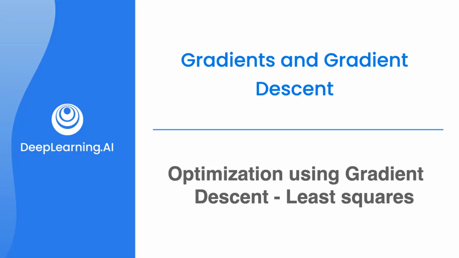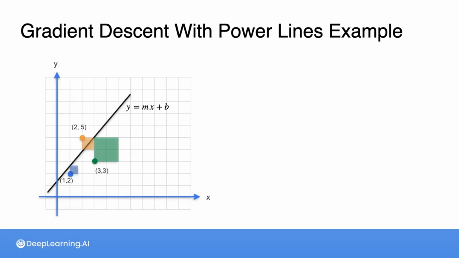You may remember from earlier this week that you solved a linear regression problem using power lines. But even with 2 variables and a simple problem, this turned out to be pretty cumbersome. In this video, I'm going to show you how to solve the exact same problem using gradient descent, and you're going to see how fast and easy it is.